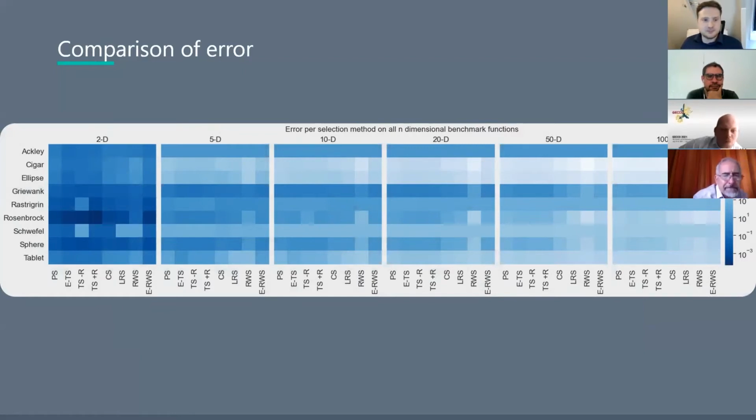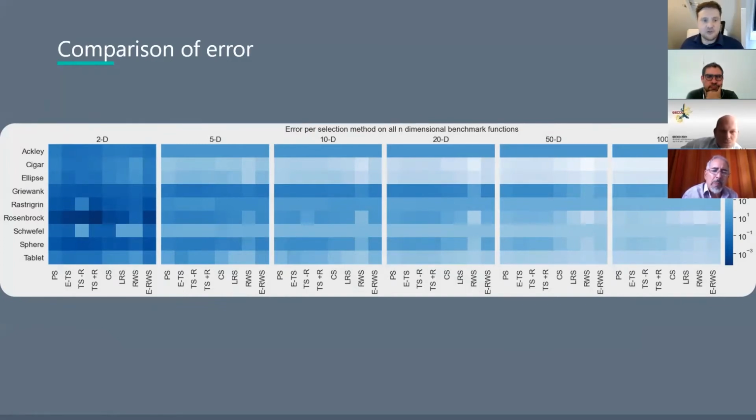What we see here are various heat maps over the dimensions from 2 dimensions to 100 from left to right. On the vertical axis, we find the n-dimensional benchmark functions only. The 2-dimensional benchmark functions are included in my thesis. And we see the selection methods at the bottom again. Note, however, that the colors are implemented in a log scale, so the differences can be quite big, while the color changes are subtle.